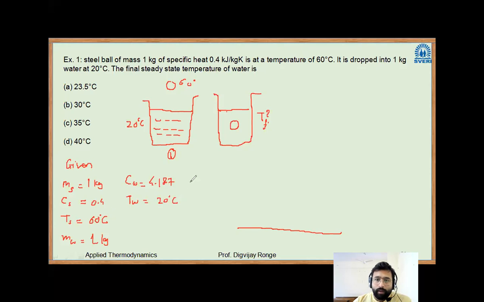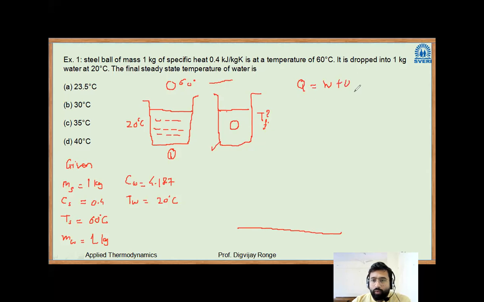Okay. Now, what is the equation? So this is a closed system. If you consider this a closed system, mass cannot go outside of the system, but energy transfer can take place. Even the ball is dropped in the system. The system is water with steel ball. Mass cannot go out, but energy transfer can take place. So if I apply the equation, Q is equal to W plus U.